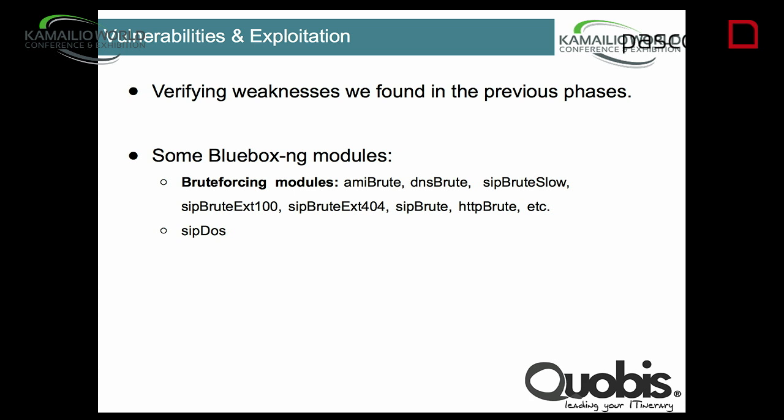Right now, we basically have brute forcing modules for SIP and other protocols, as I said before. SIPBrute, X100 and 404 are two modules for enumerating SIP extensions, SIP users, taking advantage of two vulnerabilities that are already known. One is from 2009 and the other one from 2011. According to the SIP response, we can decide if that user really exists in the server. And also a denial of service module.